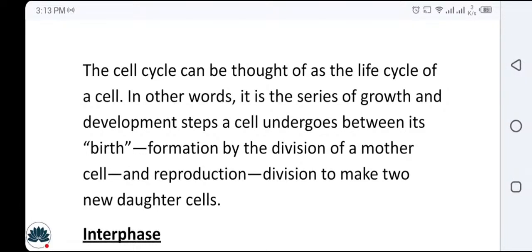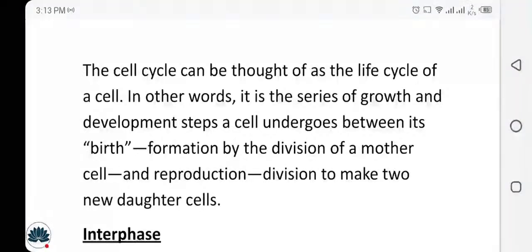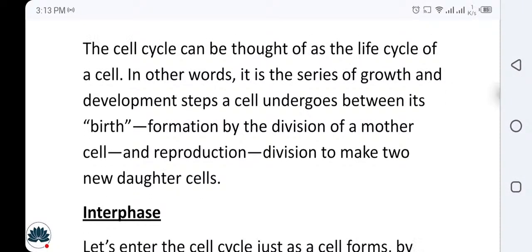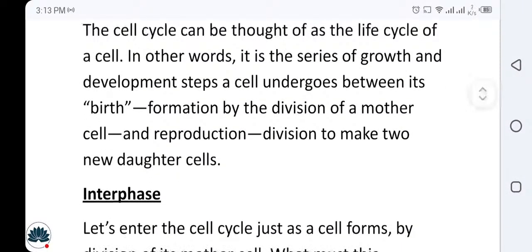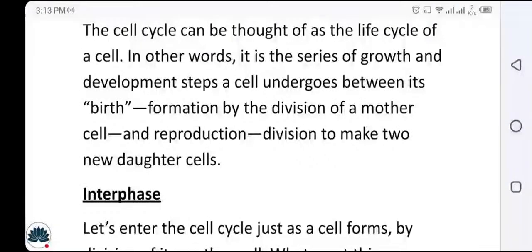Today, we are starting chapter number 5 of your AS Biology 9700, the cell cycle or the mitotic cell cycle. So, what does this mean? Basically, it is a cycle of mitosis, as you have learned in your O levels about meiosis and mitosis. So, this is the cycle of mitosis.